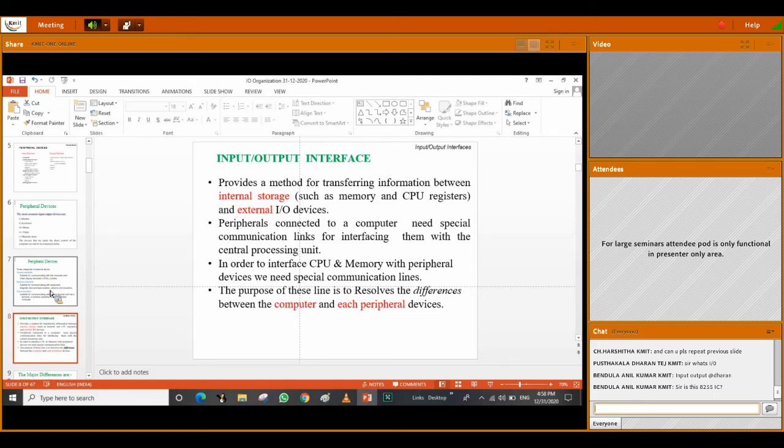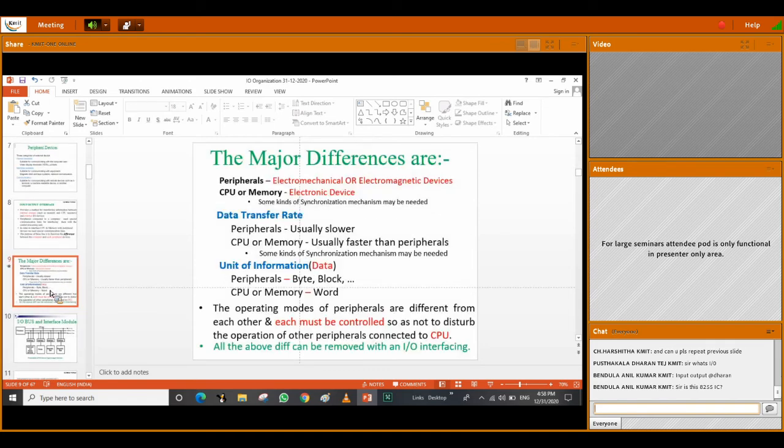Coming to the interface, what is the input and output interface? It provides a method of transferring information between internal storage and external IO devices. The peripherals connected to a computer need a special communication link for interfacing them with the central processing unit. In order to interface the CPU and memory with the peripheral device, we need special communication lines.